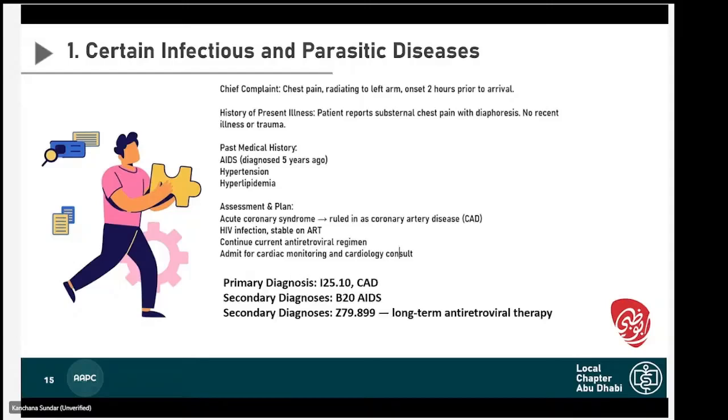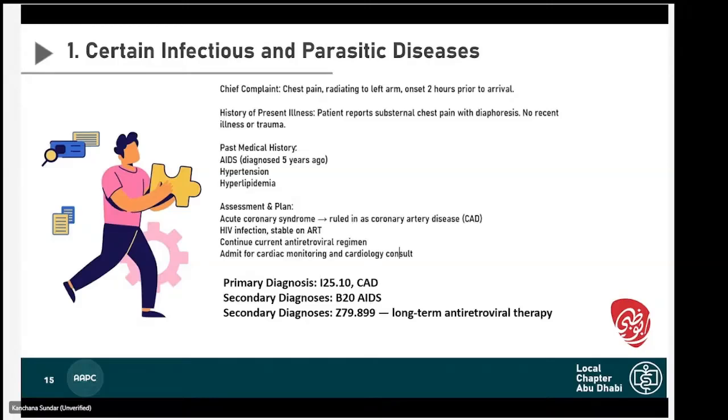So the answer is, I think most of you would have got it correct. The primary diagnosis definitely goes as I25.10, that is CAD, because AIDS was not related to CAD and has nothing to do with the B20. So your primary diagnosis stays as CAD, I25.10, but the HIV code is definitely B20.